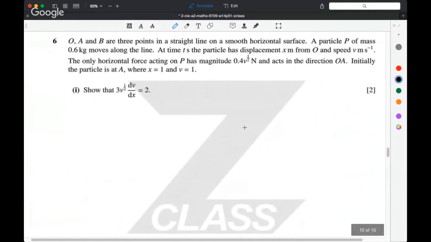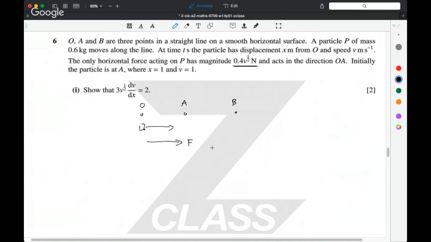Okay. Question 6. So O, A and B are 3 points on a straight line. And we have some particle P heading in that direction. And we have some force, the only horizontal force, acting also in that direction. And we're given its magnitude. Let's just call it F for now.